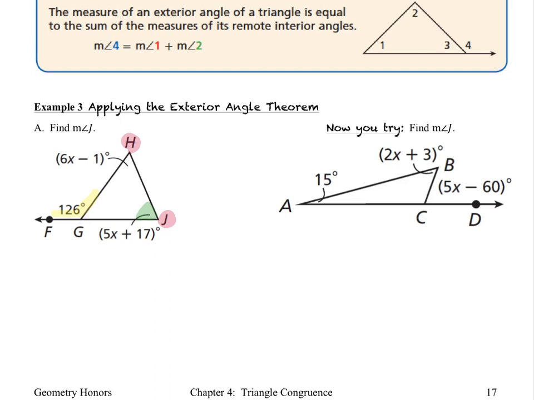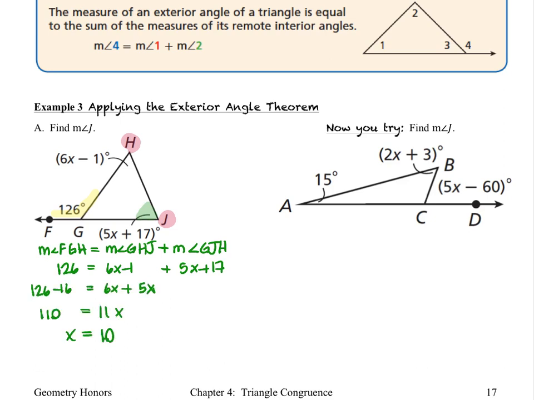We're going to set this up using the exterior angle theorem. Once we've got the initial setup, we are ready to substitute in and solve for our unknown value x. Then we just combine like terms and solve. Now, of course, we're not done when we find x because our question was asking us to find the measure of angle J. So that's what we're going to do, and we're going to plug in our x value that we just found to get the measure of angle J is equal to 67 degrees.